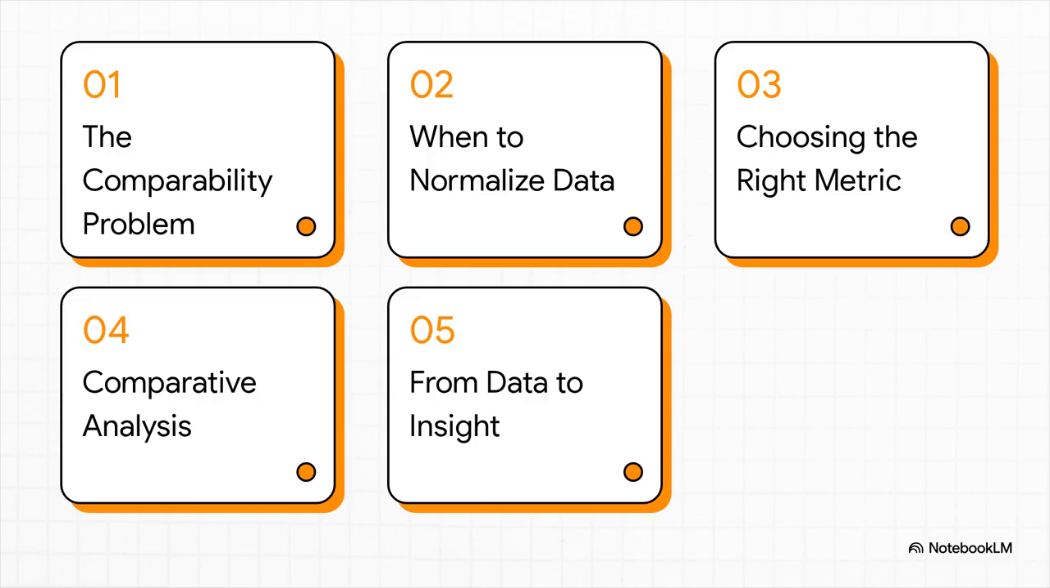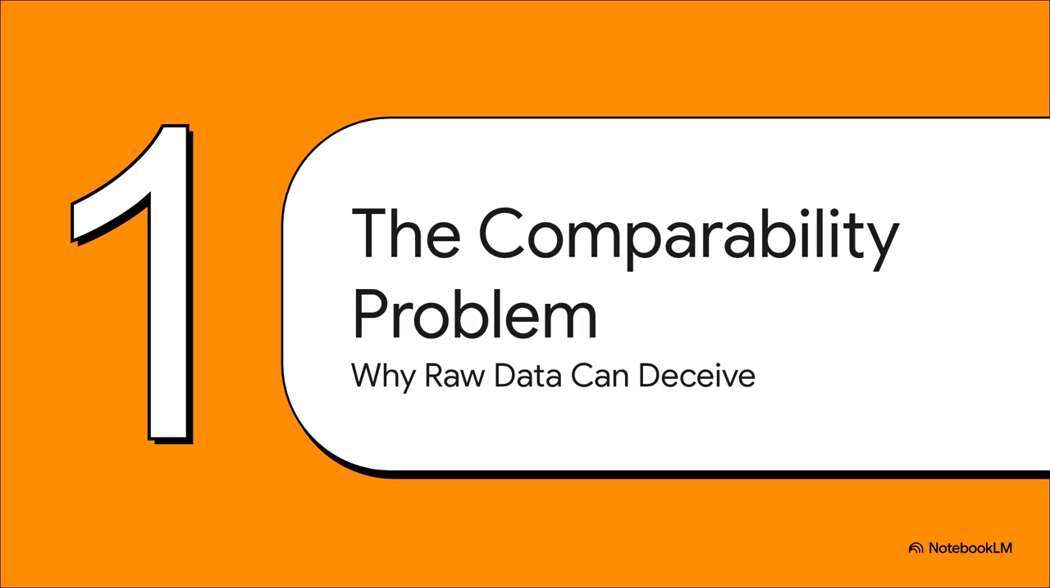So, here's what we're going to cover. First, we'll get into why looking at raw data can sometimes trick you. Then, we'll figure out when you should normalize. After that, we'll get into the art of picking the perfect metric, and then we'll apply all of that to a real comparative analysis. And finally, we'll tie it all together to see how this gets us to much deeper insights.